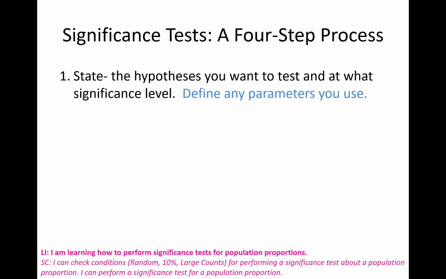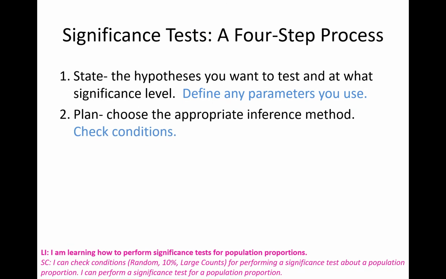And I believe on this slide, what I would like you to do is write down what's in blue, but I'm not 100% sure, so you guys might have to make sense of that. So we're going to state the hypotheses we want to test and at what significance level, so you have to say what alpha is. And then define any parameters. Maybe I was just emphasizing that if we say we want to find the true proportion, we have to say the true proportion of what. And same thing if it's the true mean of what. I'm sorry, we're testing in this one, not finding, but same difference.